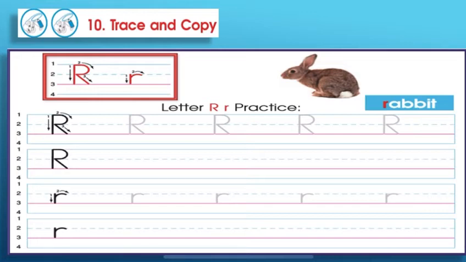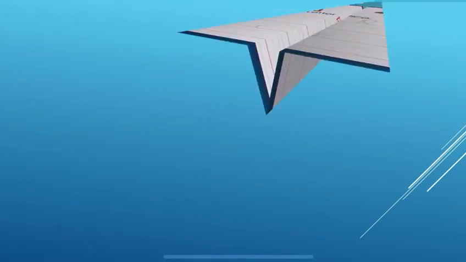Here we have to write small r on 2 lines only. Line 2 and 3. We have to write it between line 2 and 3 or trace it 4 times. Then we are going to copy it 4 times under each letter, like rabbit. Well done, my friends.